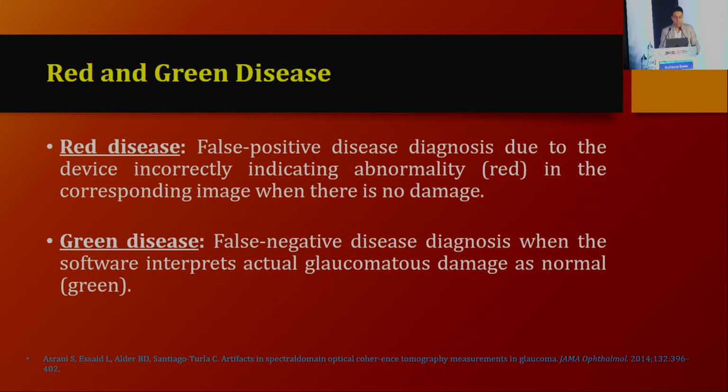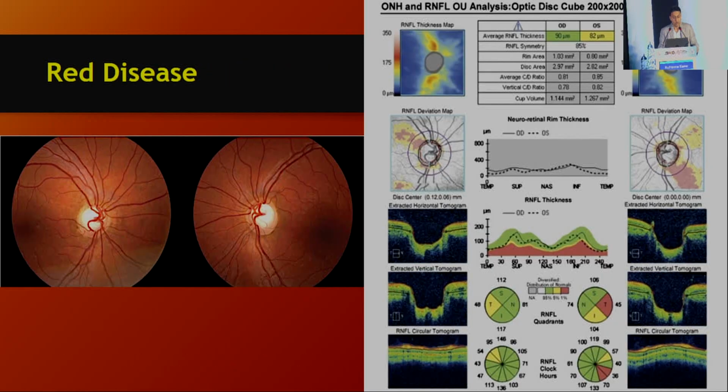Red disease are those diseases which are falsely, positively diagnosed as glaucoma due to incorrectly indicating red in the corresponding image when there is no damage. And green disease is false diagnosis, where the software interprets actual glaucomatous damage as a normal picture.